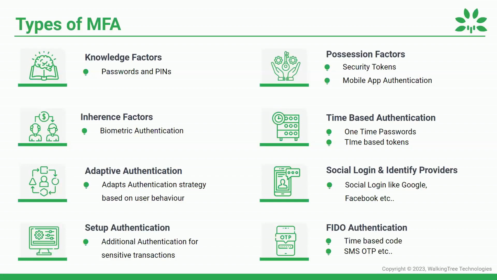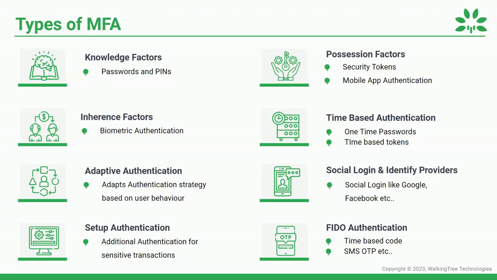Security tokens or mobile app authentication. Nowadays we have a lot of mobile authentication apps which give you a push notification when somebody is trying to access your account, and unless you approve or authenticate the request in your mobile app, the system will not grant access to the account. Again, that comes under the possession factor. Biometric authentication, like your fingerprint and voice, comes under the inherence factor.